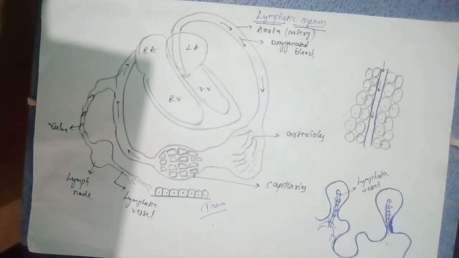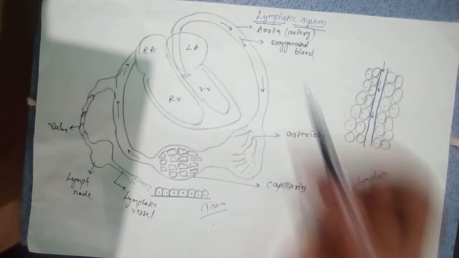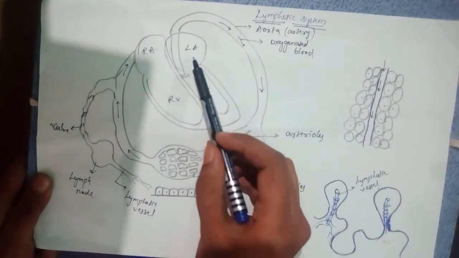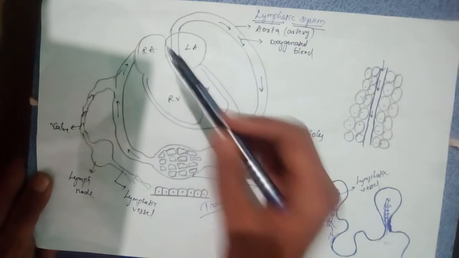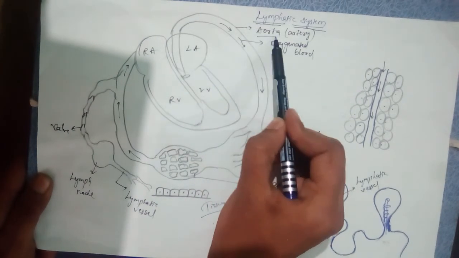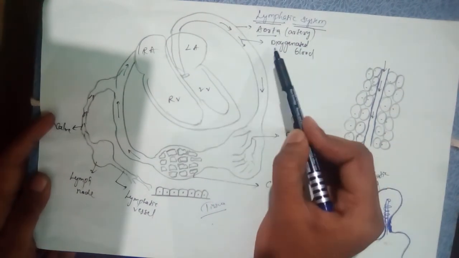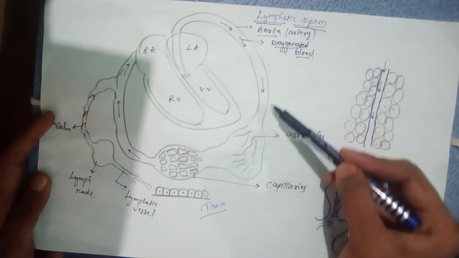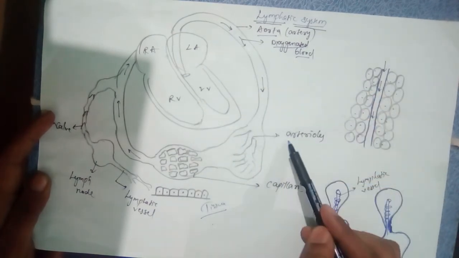Next, we are discussing the lymphatic system. After blood, we already came across all the corpuscles like RBCs, WBCs, platelets. And one more fluid, which is very important, is lymph. So we are discussing the lymphatic system. This is our heart: left auricle, right auricle, left ventricle, and right ventricle. This is the aorta. What type of blood does it carry? Oxygenated blood. This aorta divides into arterioles.